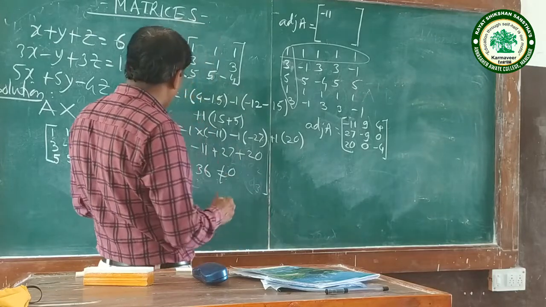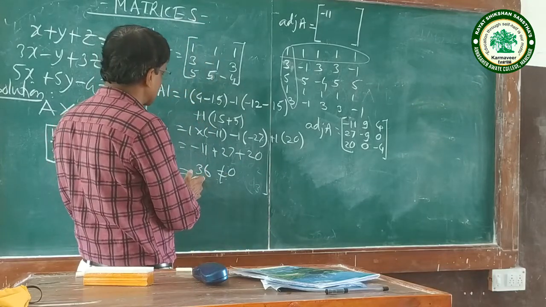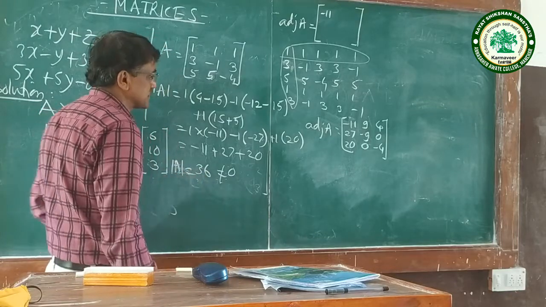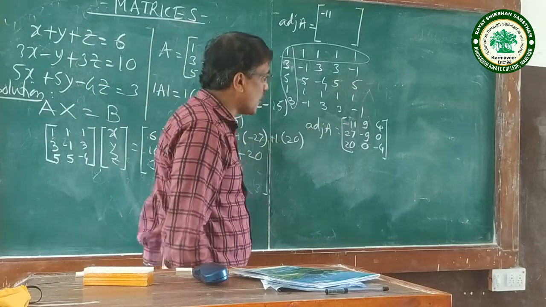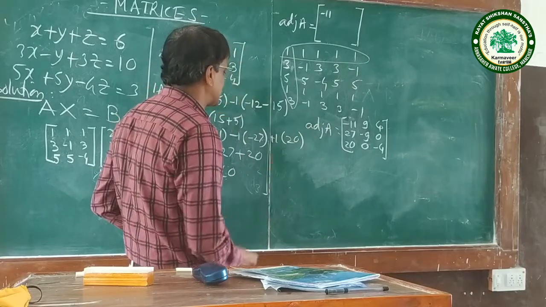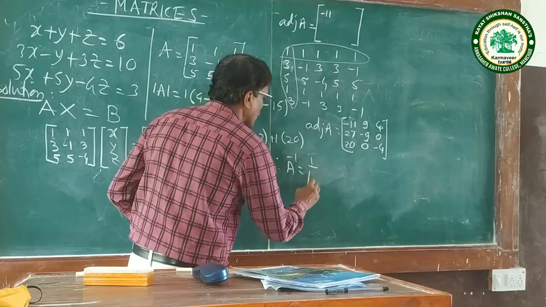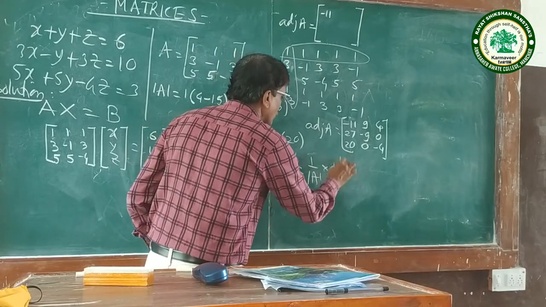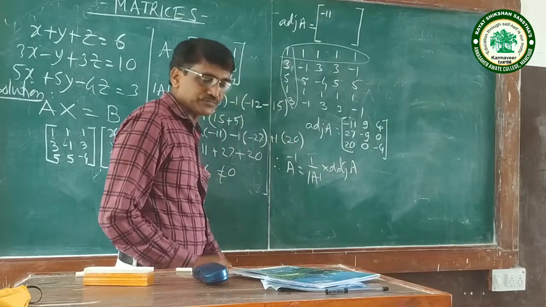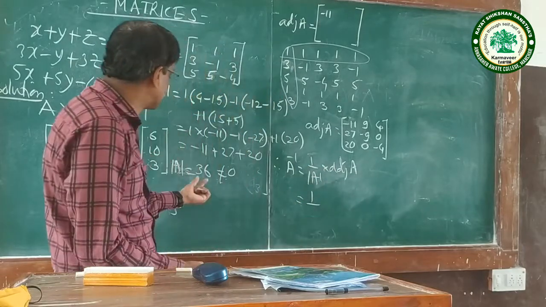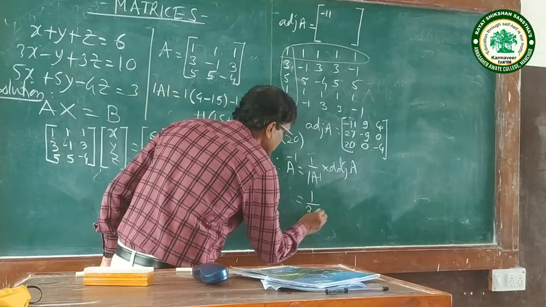Now, we have found the determinant, it is 36. Determinant A is equal to 36. Adjoint is this one. Now, what is the formula of A inverse? Therefore, A inverse is equal to, formula as usual, 1 upon determinant A into adjoint A. So it is equal to 1 upon, what is the determinant? It is 36. So 1 upon 36 times.